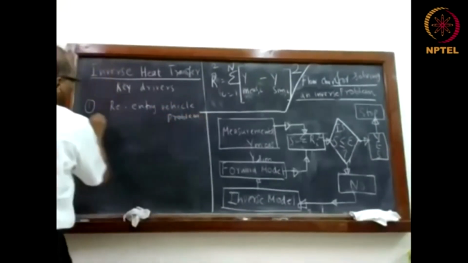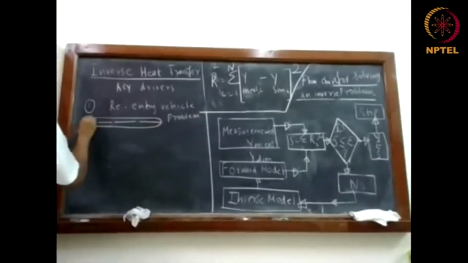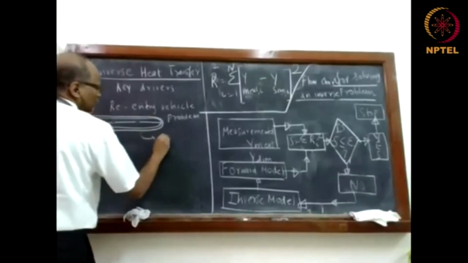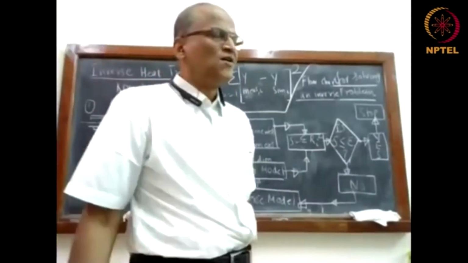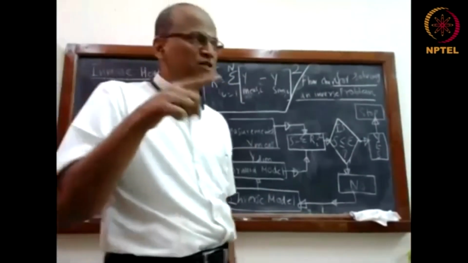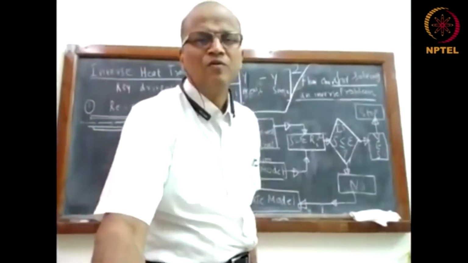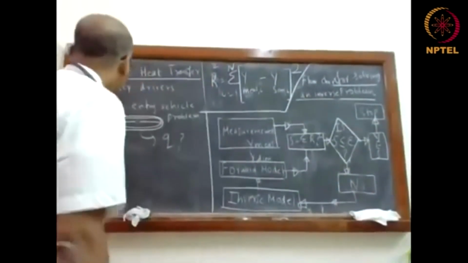So if you have a re-entry vehicle like this, what is the Q? What is the Q which cannot be directly measured? So you measure Q indirectly through the measurements of temperature. You measure Q by indirectly measuring the temperatures at a few places.